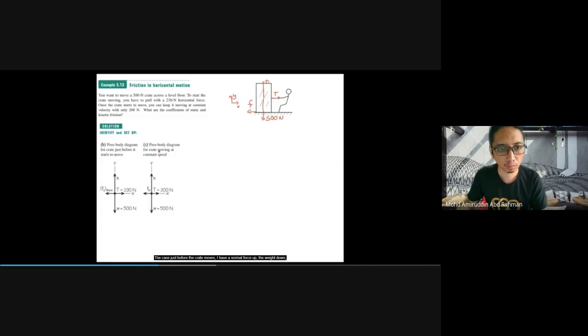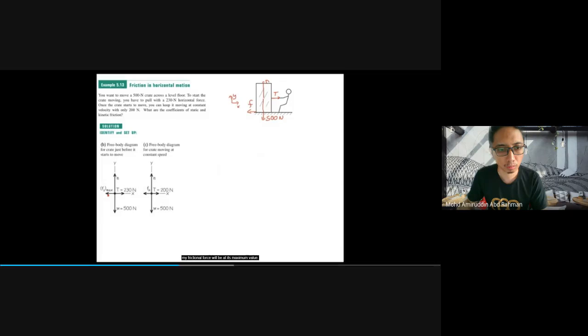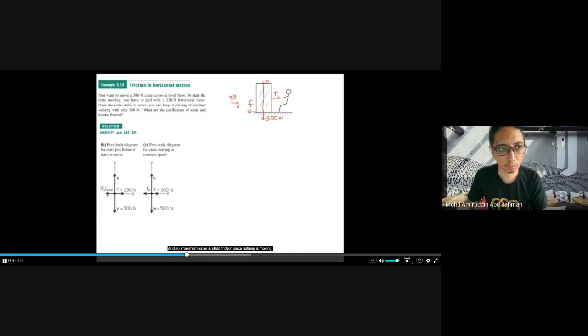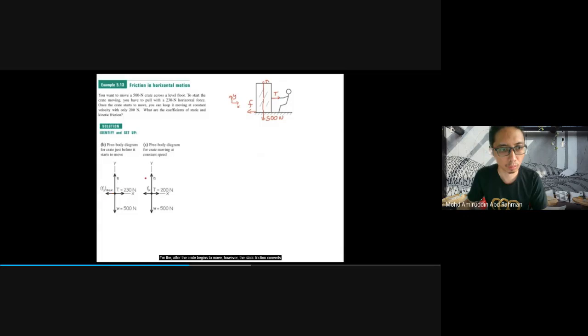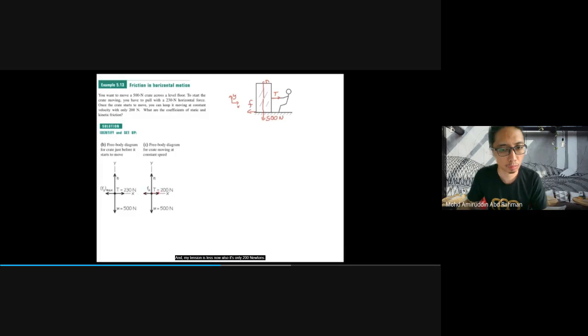The case just before the crate moves, I have a normal force up, the weight down, the tension to the right, and now my frictional force will be at its maximum value. It's the maximum value of the static friction since nothing is moving. After the crate begins to move, however, the static friction converts to kinetic friction, which is a somewhat smaller force, but again it's still pointing to the left to oppose the motion. And my tension is less. Now also, it's only 200 newtons.